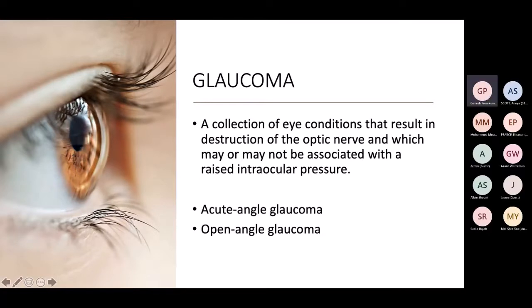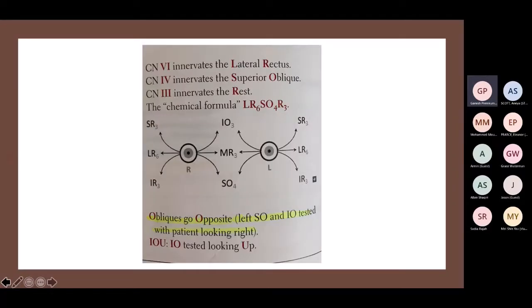And there's two types of glaucoma that you should really be familiar with: acute angle glaucoma and open angle glaucoma. These are definitely going to be examinable. I would be highly surprised if it doesn't come up in this year's exam. There's one thing I do want to, let me see if I can just flick back very quickly.